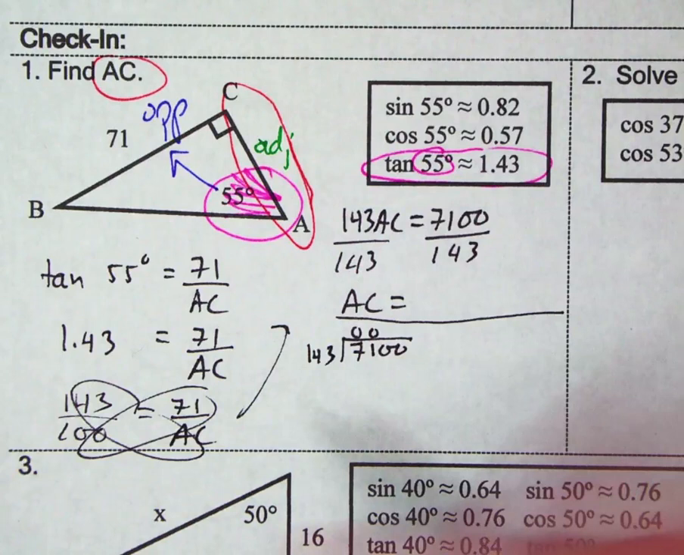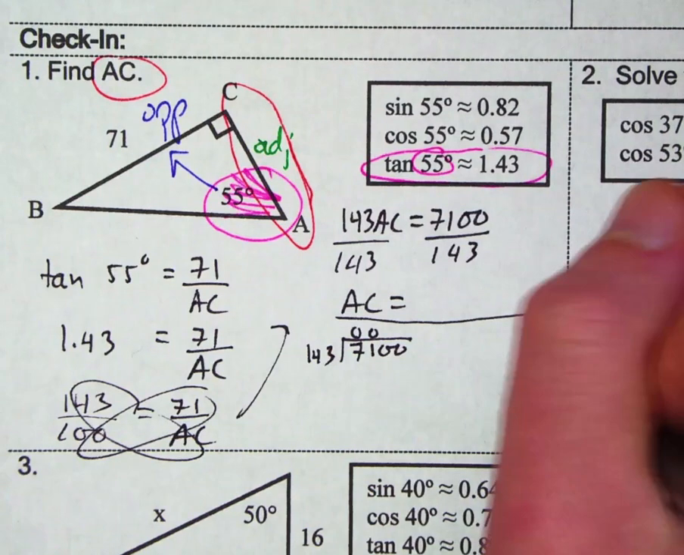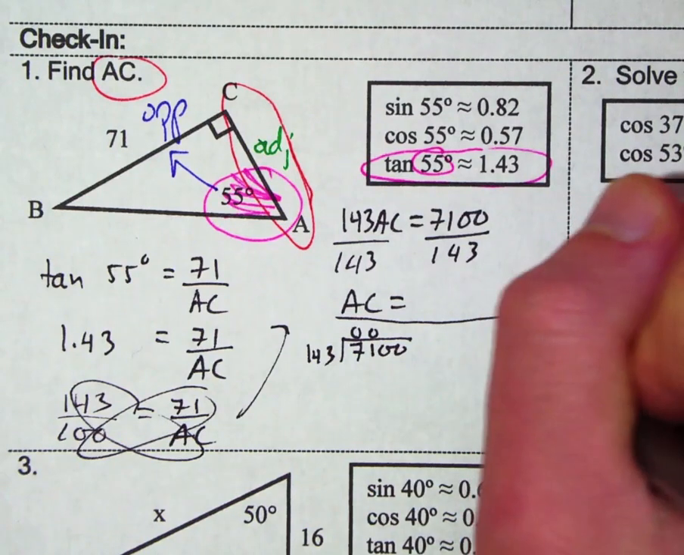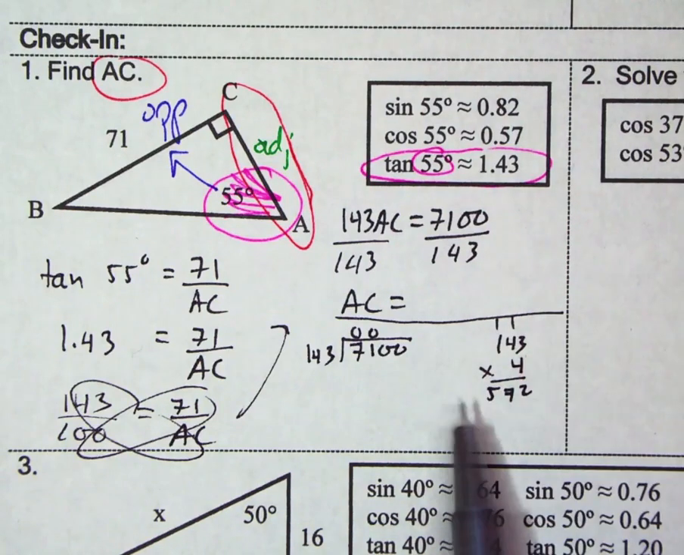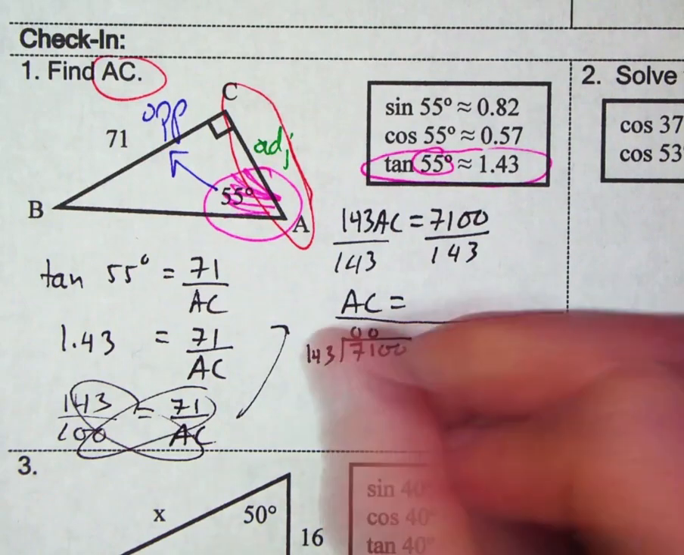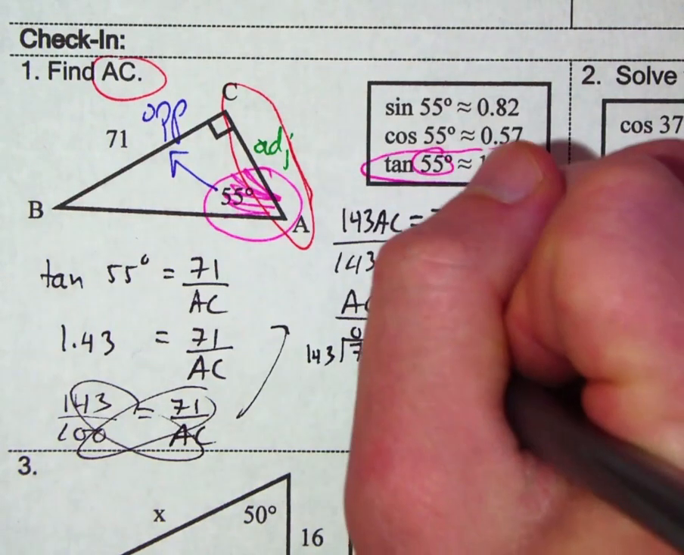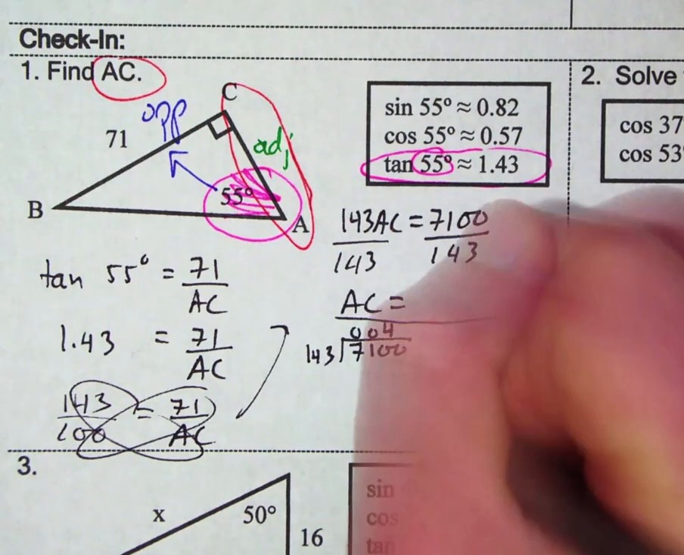Doesn't go in, doesn't go in. And how many times would it go into 710? I'm going to guess about 4 times. I'll have to go off to the side. 4 times 143. That's 12, that's 16, that's 17. 4, that's 5, that's 572. It's pretty close. If I do one more 143, that's 715. So yeah, that'd be too much. 4 times was right. The answer is 572.